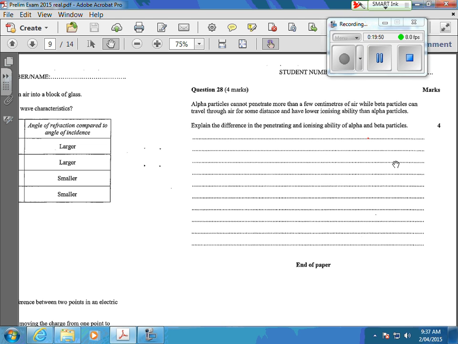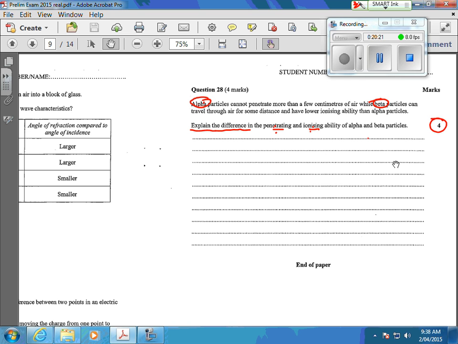Let's have a look. Obviously you're going to be talking about alpha particles and beta particles, so it's going to require you to know what they are. Explain the difference. And you're talking about two things: the penetration and ionising ability. You've got 4 marks. So if you look at this quite simply, 1 mark will be about the penetrating ability of your alpha particles. 1 mark will be about their ionising ability. 1 mark will be the beta for that, and 1 will be beta for ionising.